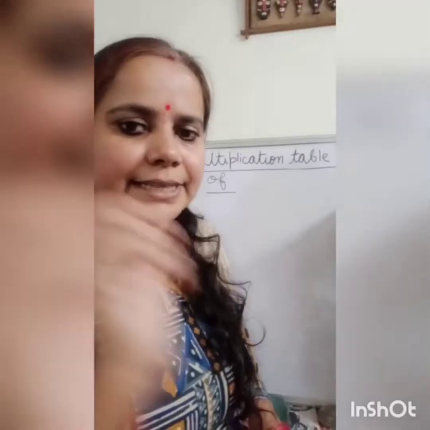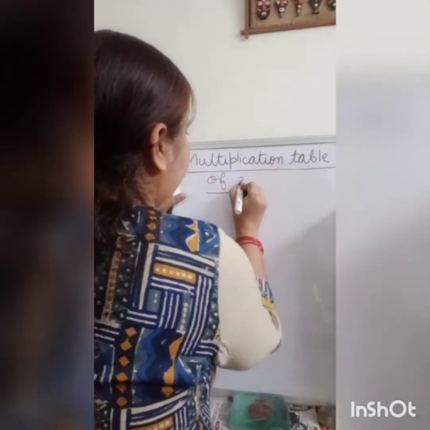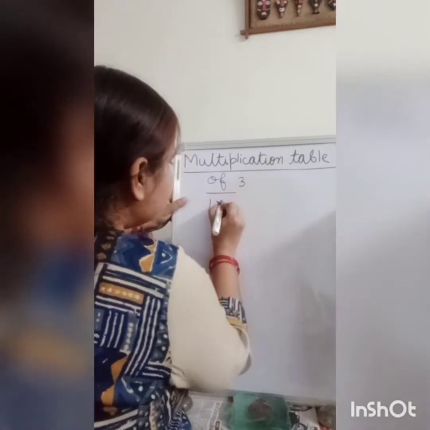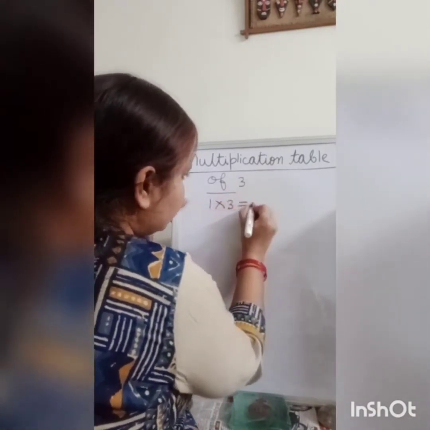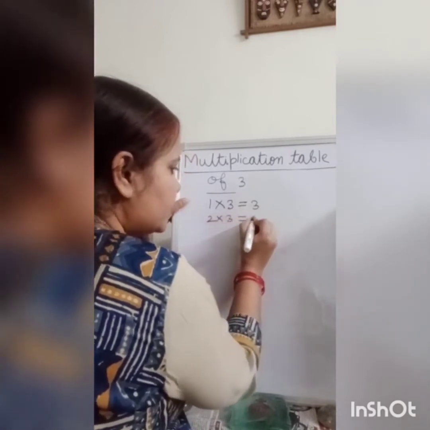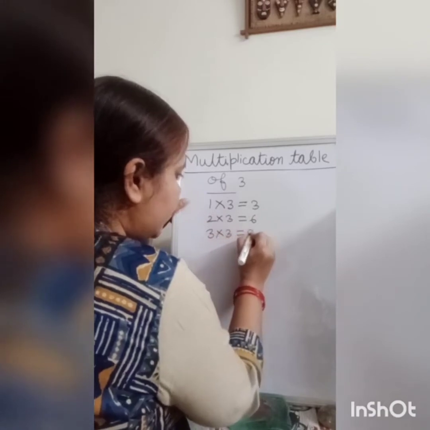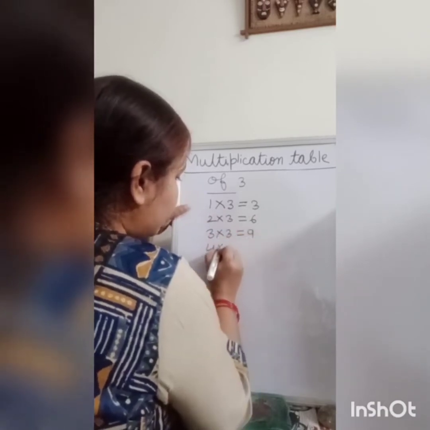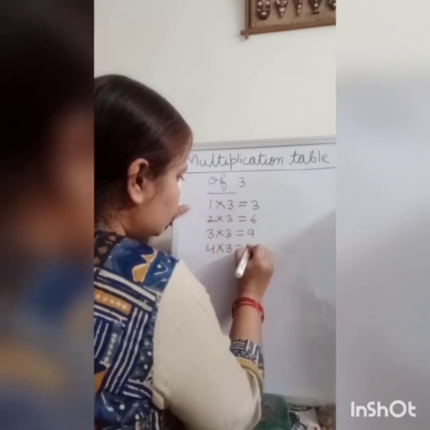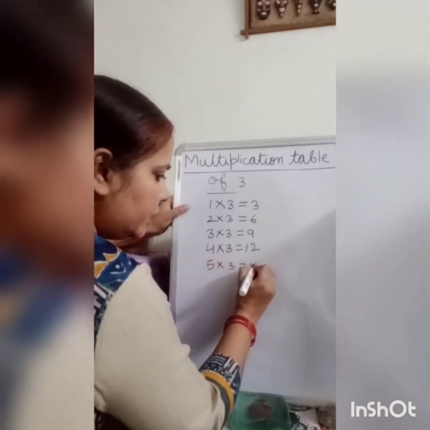Okay. Yes. Then comes the table of 3. Then 1 times 3 is equal to 3. 2 times 3 is equal to 6. 3 times 3 is equal to 9. 4 times 3 is equal to 12. 5 times 3 is equal to 15.